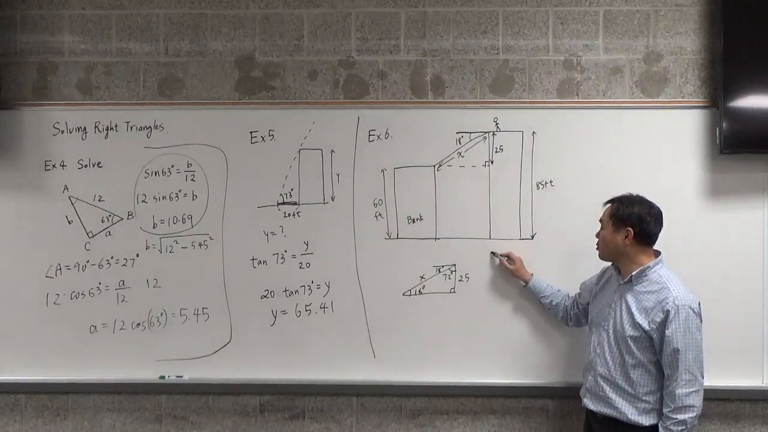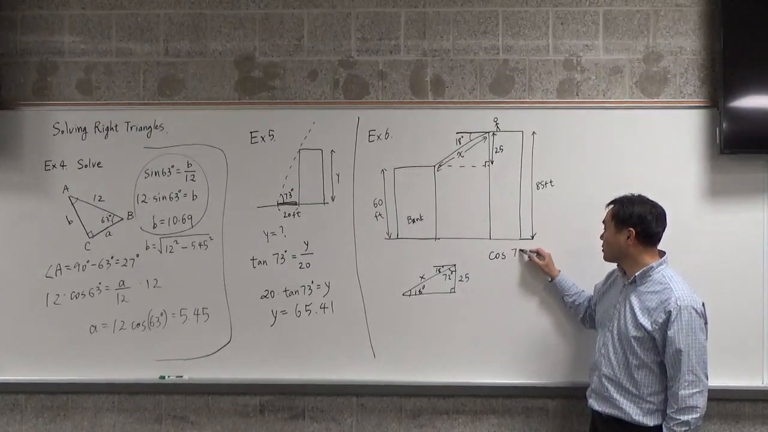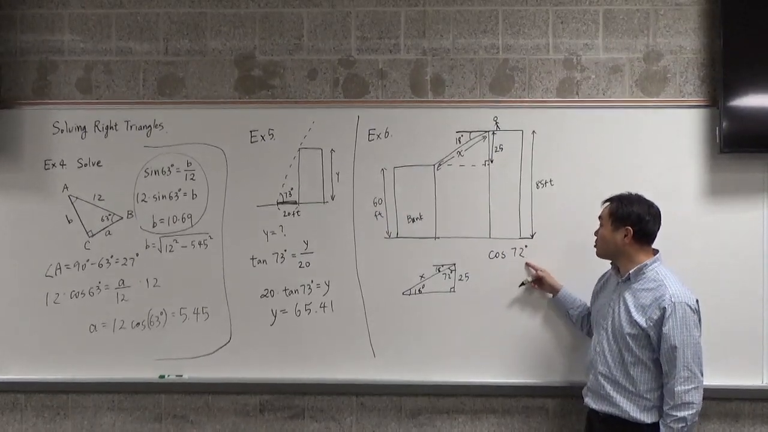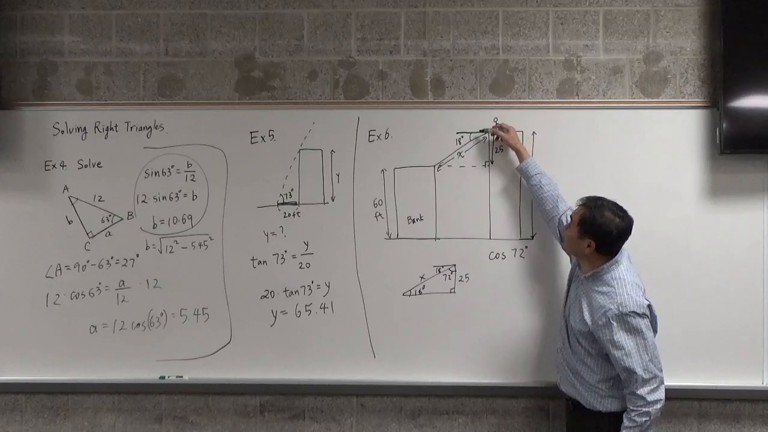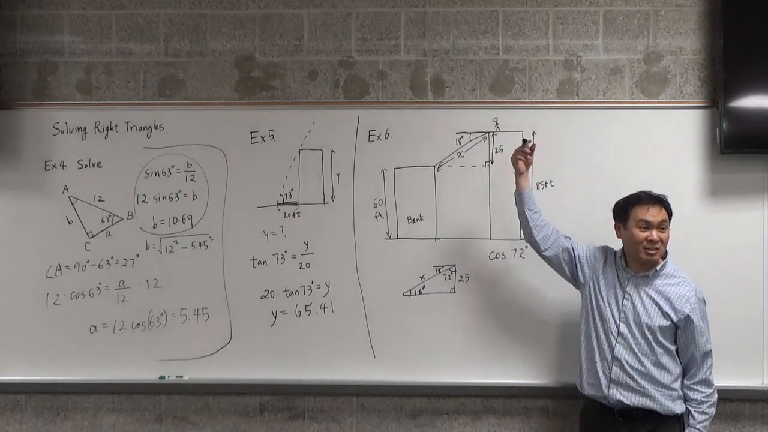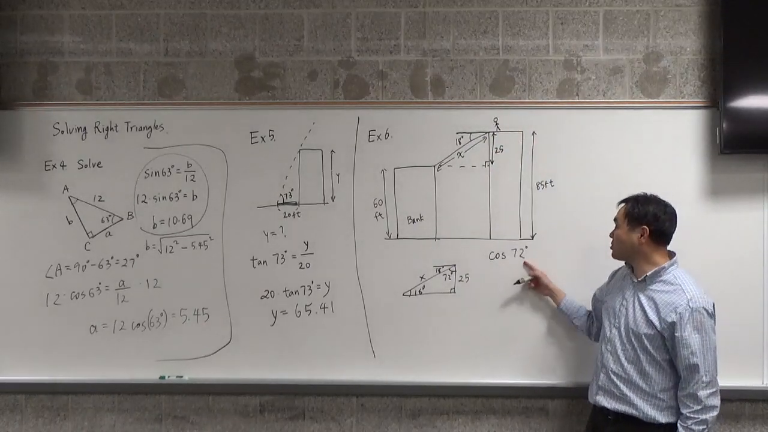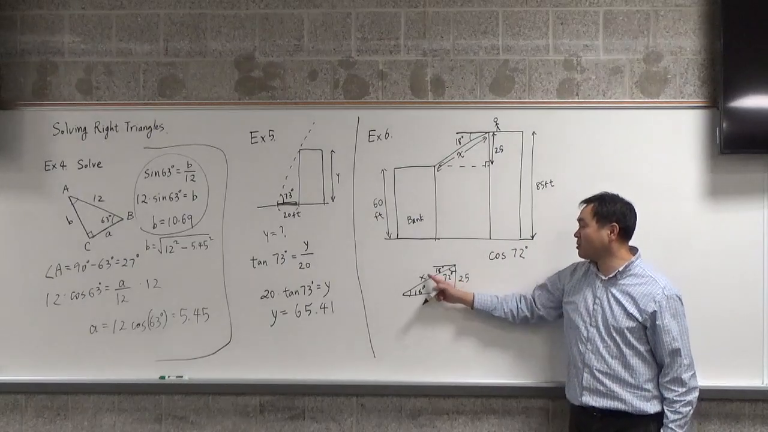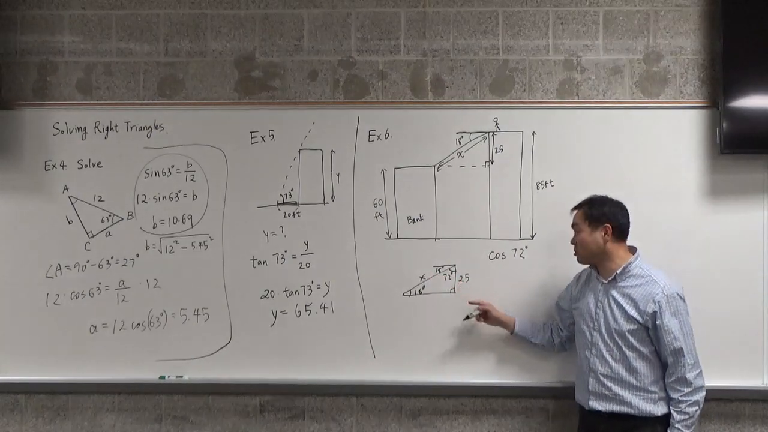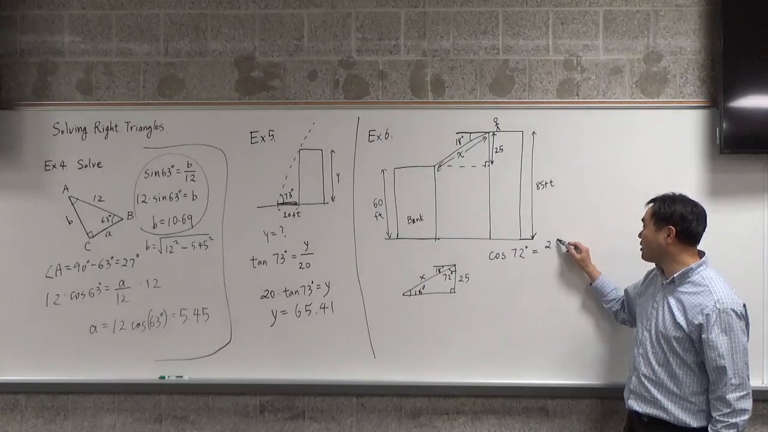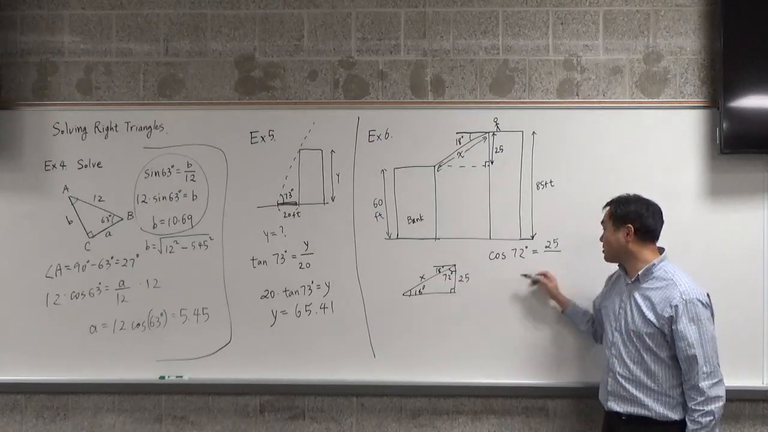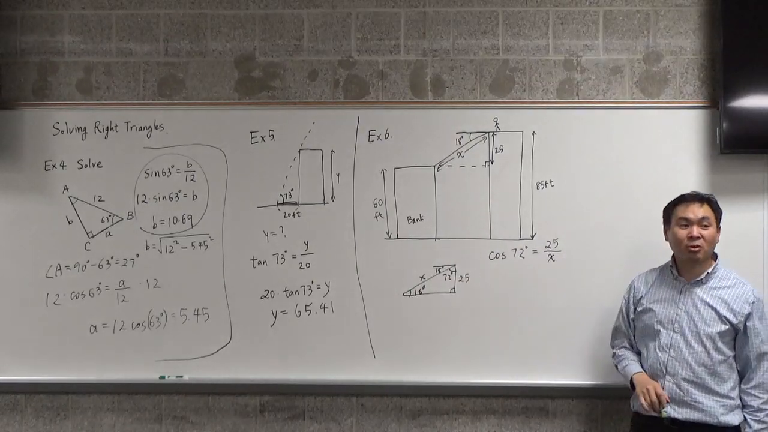Okay, so I'll use cosine 72. Where did I get 72 from? Because this entire angle is 90 degrees. 90 degrees minus 18 is 72. Right? So cosine of 72 is adjacent over hypotenuse. Adjacent to the 72 angle is 25, divided by this x. And now we have to solve for x.